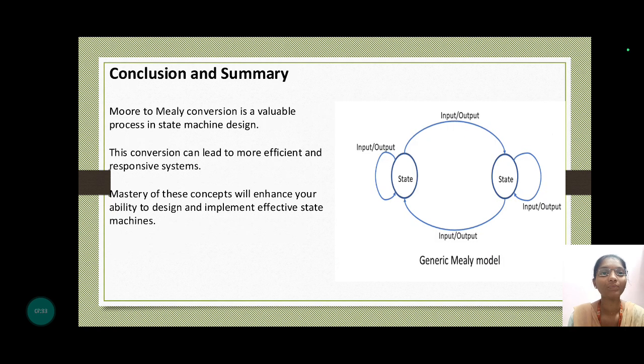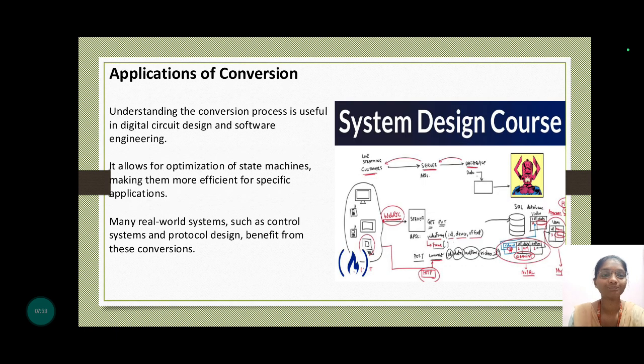Conclusion and summary. Moore to Mealy conversion is a valuable process in state machine design. This conversion can lead to more efficient and responsive systems. Mastery of these concepts will enhance your ability to design and implement effective state machines.